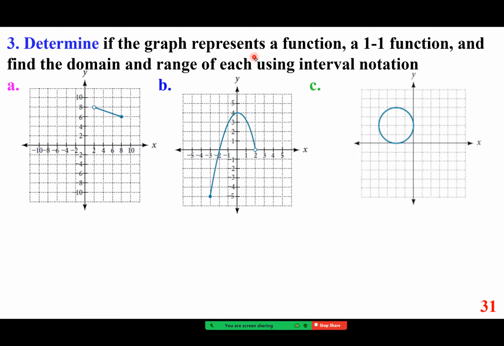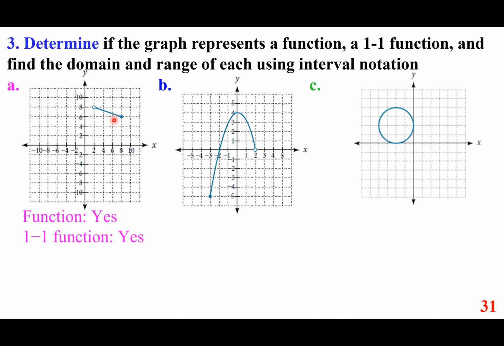Determine if the graph represents a function, a one-to-one function, and find the domain and range and so on. So is this a function? Yes, because it passes the vertical line test. Is this a one-to-one function? Yes, because it passes the horizontal line test. What is the domain? The domain is from 2 to 8, and 2 is not included. And the range is from 6 to 8, and 8 is not included.